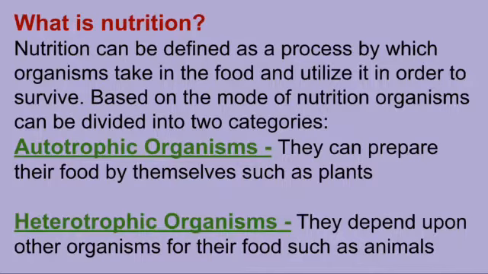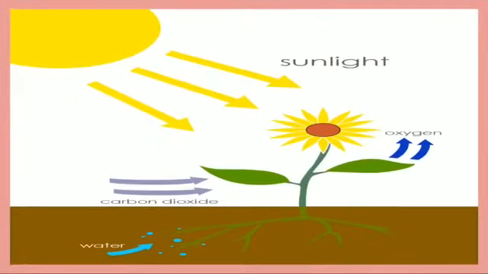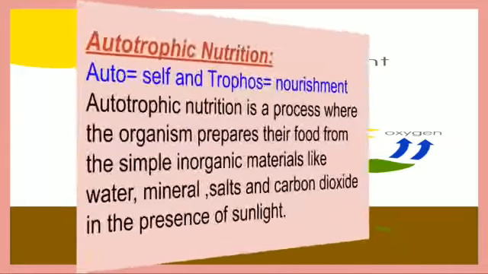So let us see how the plant makes its own food. Here you can see the plant is getting light from the sun and carbon dioxide from the atmosphere, and the plant is also getting water from the soil. So the plant is said to be an autotroph. Let us talk in detail about autotrophic nutrition in plants.